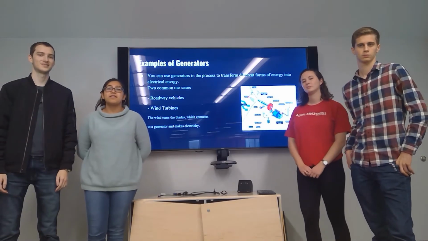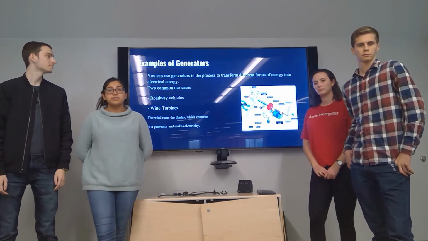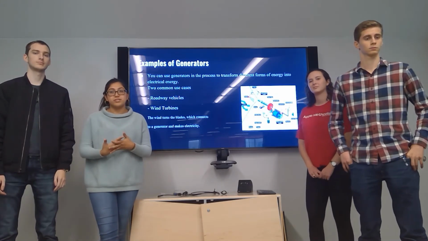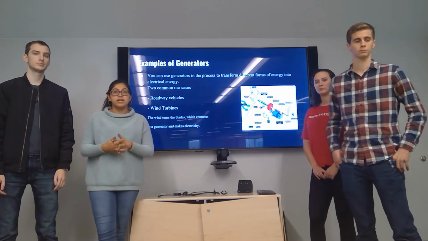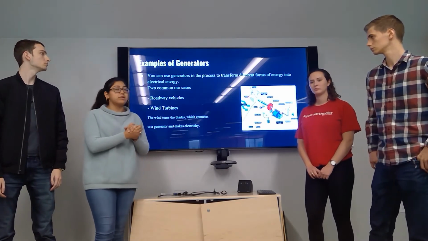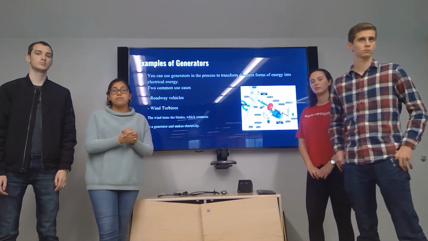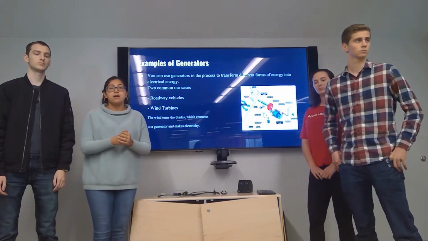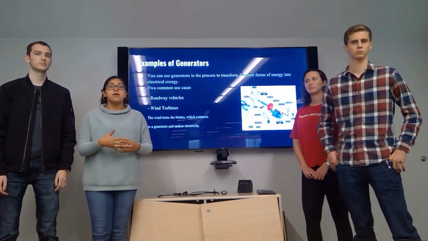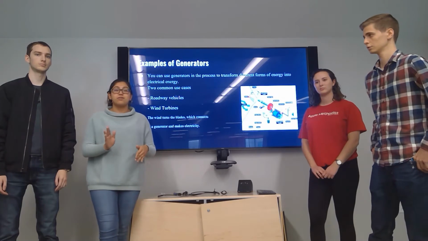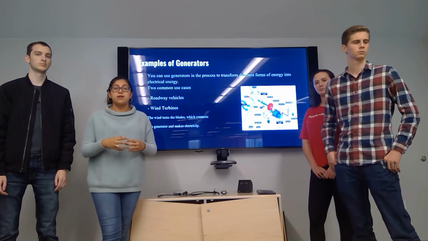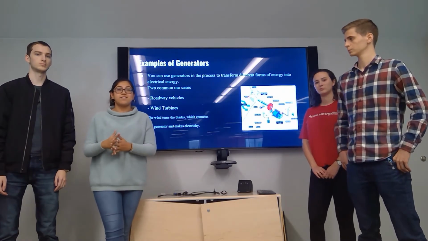Next, we will be talking about examples of generators. Just like Alexis mentioned in the previous slide, we can use generators to transform different types of energy into electrical energy. We have two examples here, roadway vehicles and wind turbines. For roadway vehicles, whenever you have your foot on the accelerator, you're working with the motor. However, when you take your foot off of the accelerator, you're working with the generator because it charges the battery.